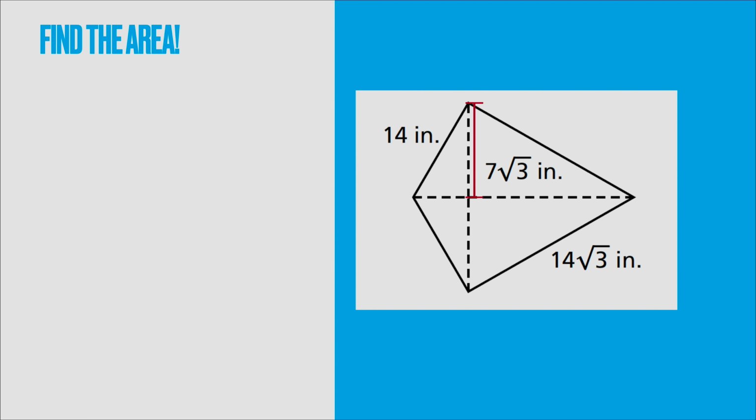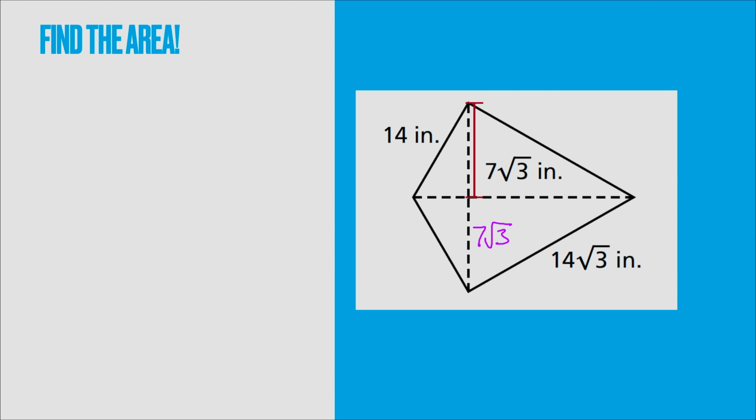Now this is a kite. That means that this diagonal is bisecting this one, meaning we can already state that this part is 7 square roots of 3 as well. So then, 7 square roots of 3, 7 square roots of 3, that's going to be 14 square roots of 3. Now let's talk about what our other diagonal is going to be.